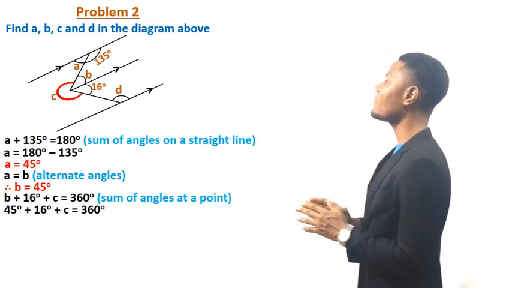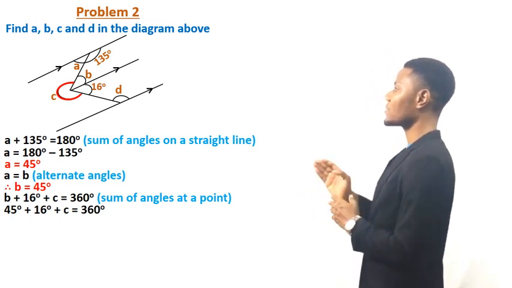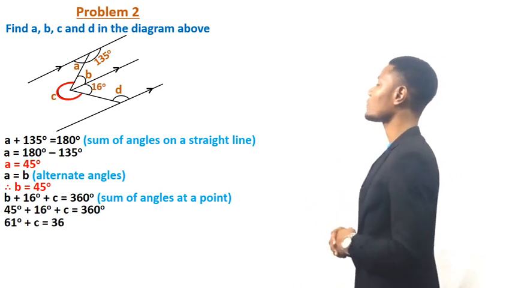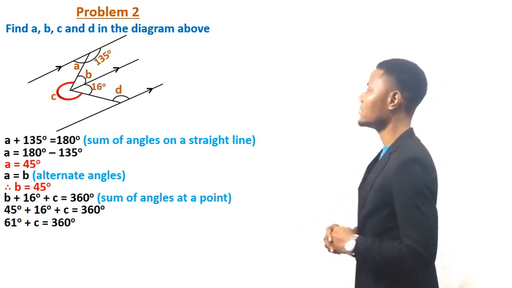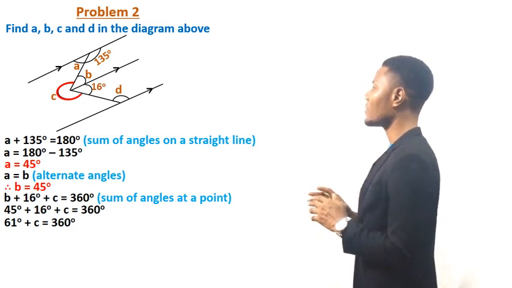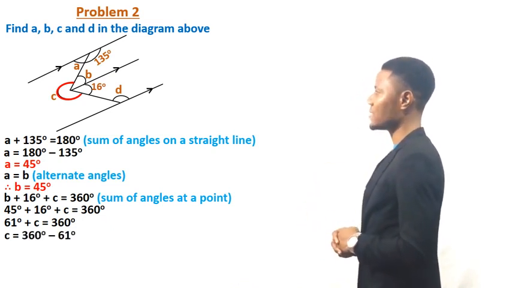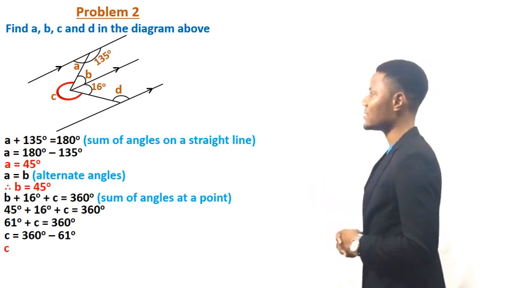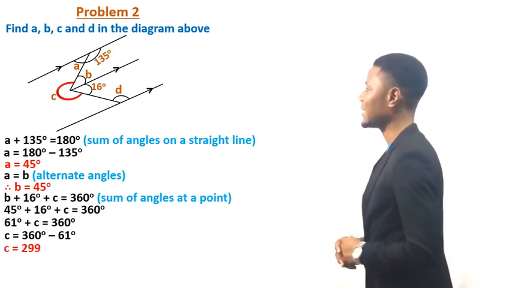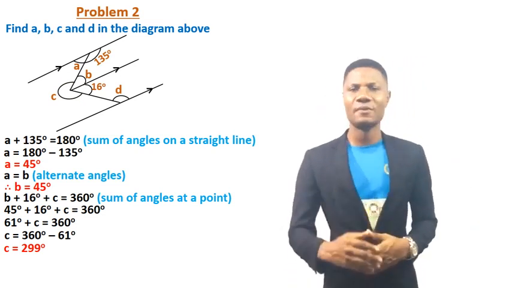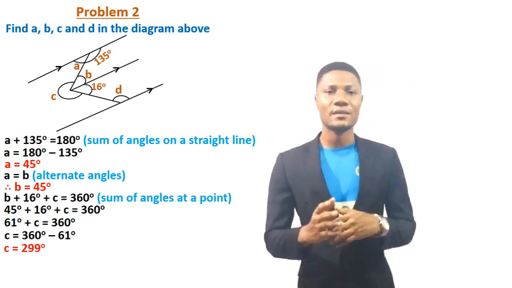So 45 degrees plus 16 degrees will give us 61 degrees. So 61 degrees plus C will give us 360 degrees. So the value of our C is 360 degrees minus 61. And C is equal to 299 degrees. Very simple. Now let's find our last letter, which is letter D.